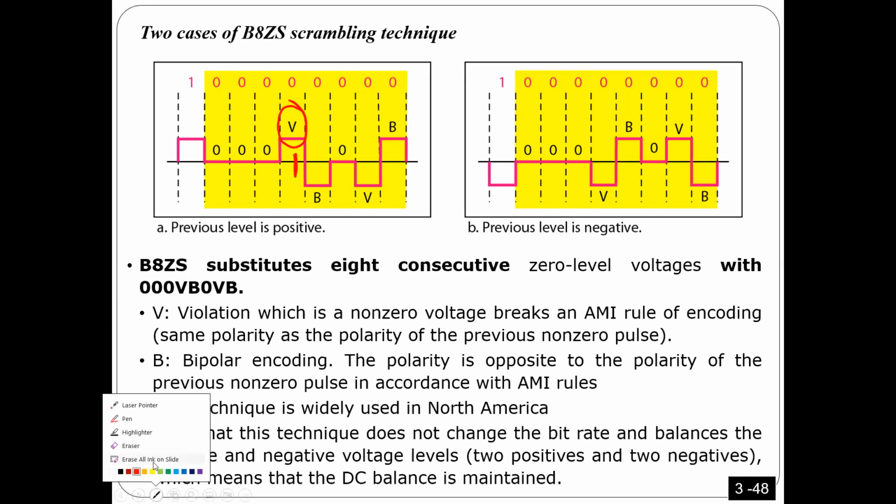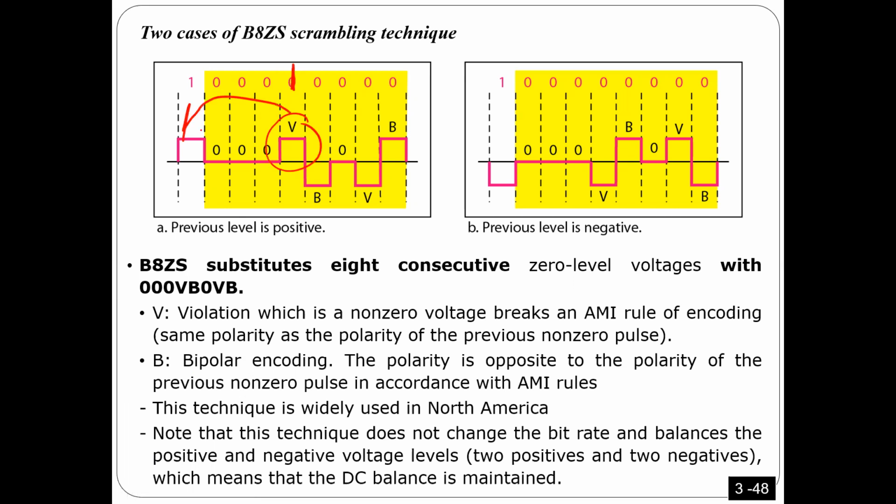Because if this is a one, then this one actually has to be the opposite. That's how it works. This is the original AMI work, so it has to be this way. So once a receiver sees a violation of the rule of AMI, this cannot be one, so it has to be 0. You got what I'm saying?